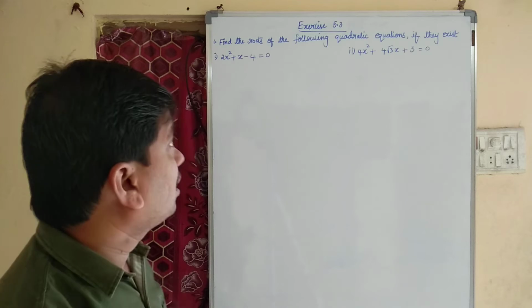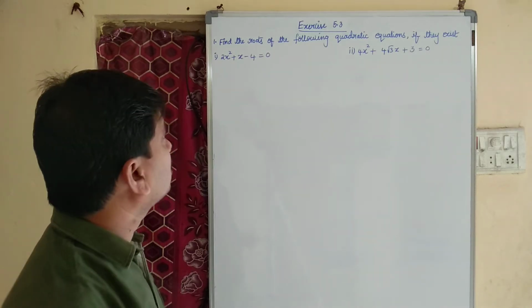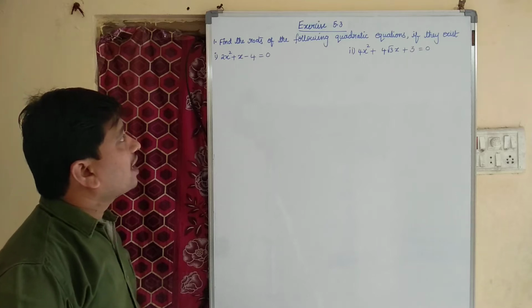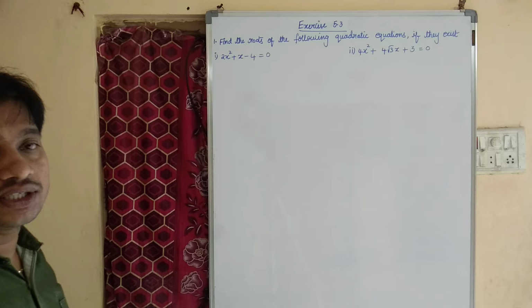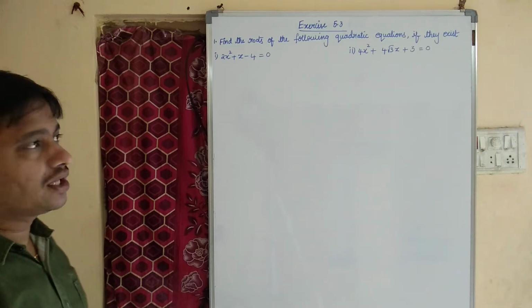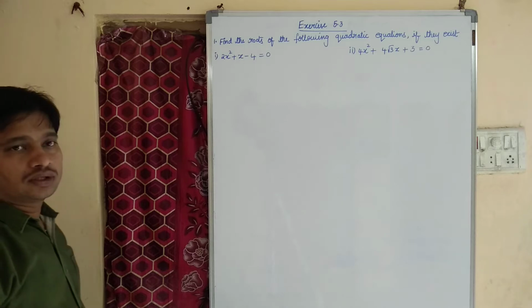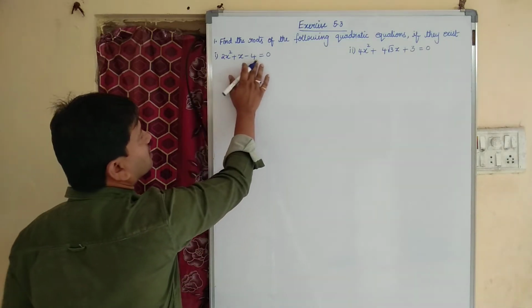And today's session, let us discuss chapter number 5, exercise 5.3. Find the roots of the following quadratic equation, if they exist, by using the completing the square method. Here the given quadratic equation is 2x square plus x minus 4 equal to 0.